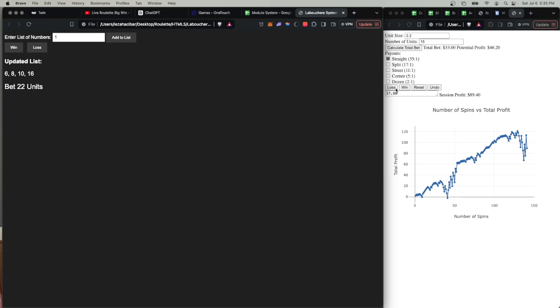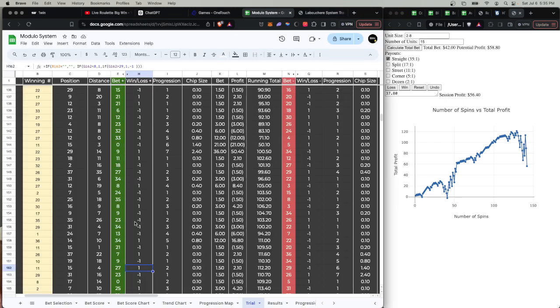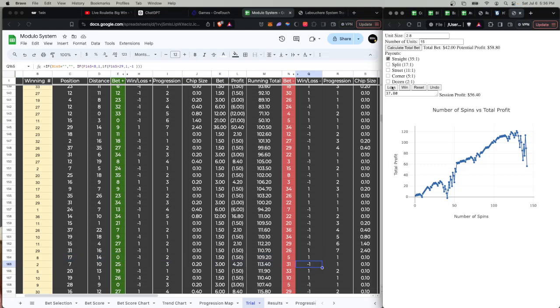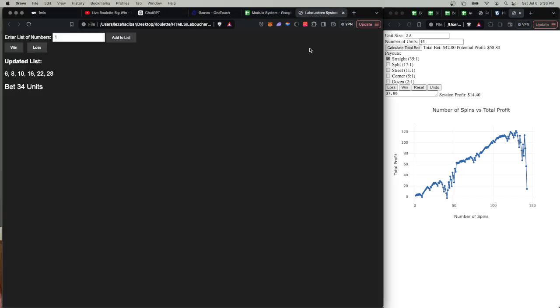Calculate 22. We lose again. Loss again. That bumps us up to 28. So we lost twice here, and we changed trends. So now 28 unit we lose, which took us down significantly. So we'll add that here, that's a loss. So now we're at 34 unit bets.